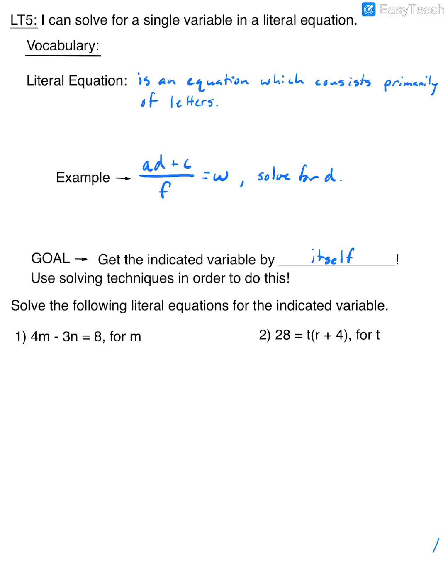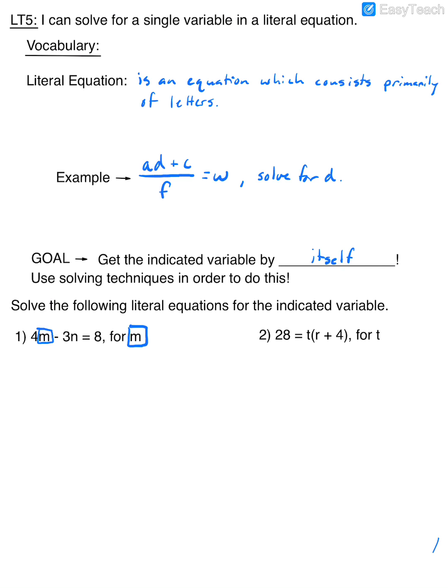So number one, we have 4m minus 3n equals 8. And here it says you want to solve for m. Okay, so I'm going to try to get that by itself. So now here you do have some numbers, and so there'll be some values that you can see, but you're still not going to have a one number answer like we usually have. Okay, so if I'm trying to isolate m or get m by itself, then I need to undo the things that are being done to it.